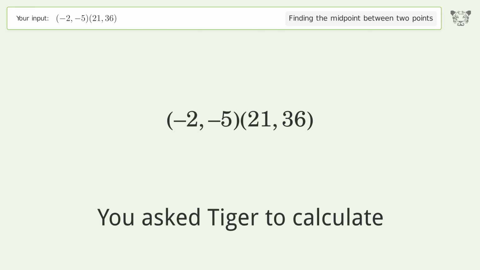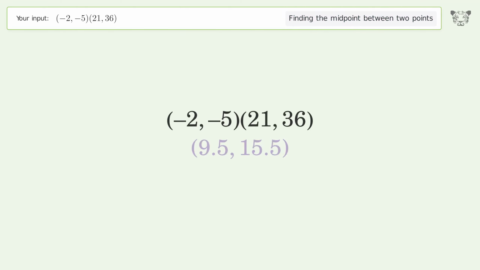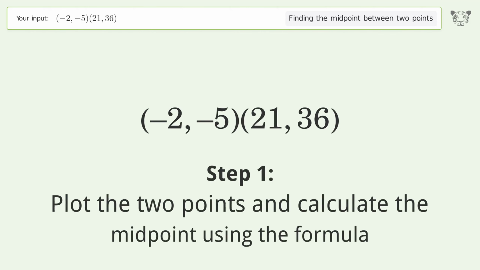You ask Tiger to calculate. This deals with finding the midpoint between 2 points. The midpoint between the 2 points is 9.5, 15.5. Let's solve it step by step. Plot the 2 points and calculate the midpoint using the formula.